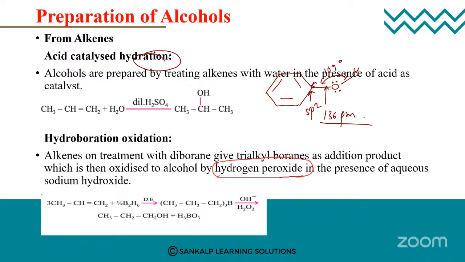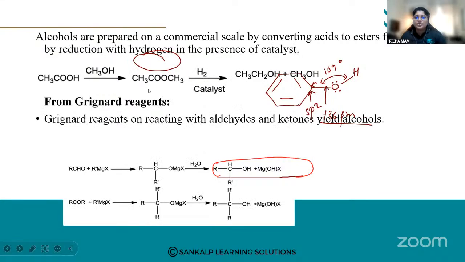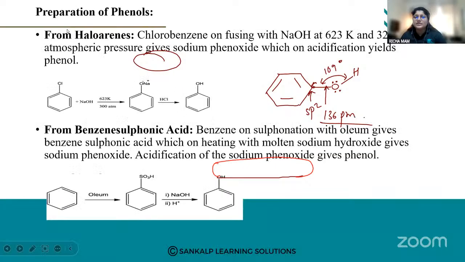So let us move further. These two preparations we have seen. Then we have seen, from carbonyl compounds, how we get alcohols, then reduction of carboxylic acids and esters. Then from Grignard reagent also we have seen. Then we have seen the preparation of phenols, that is from haloarenes. It is called the Dow's process.